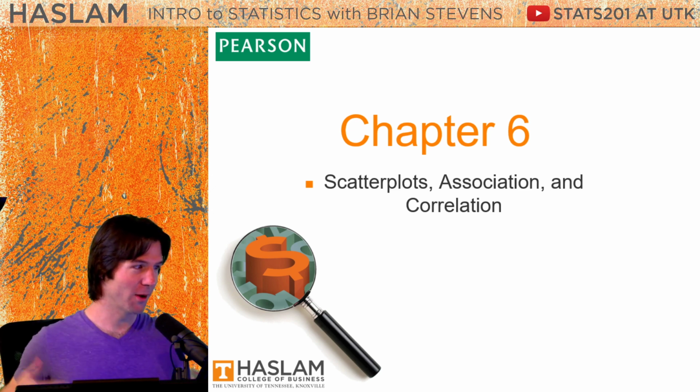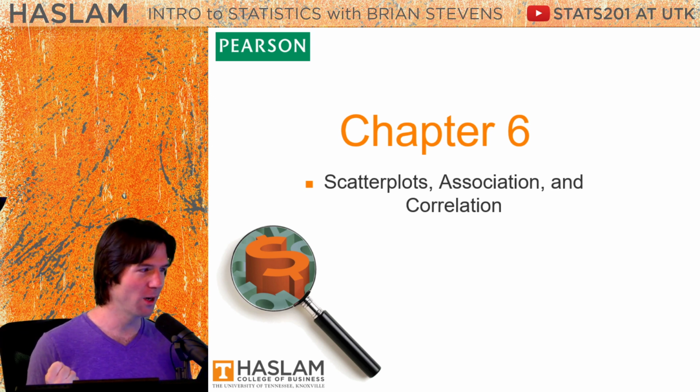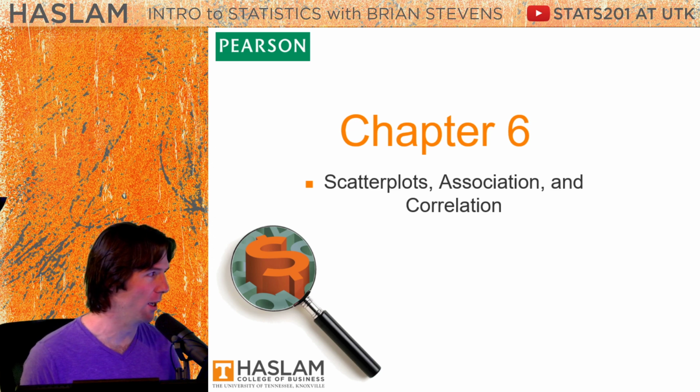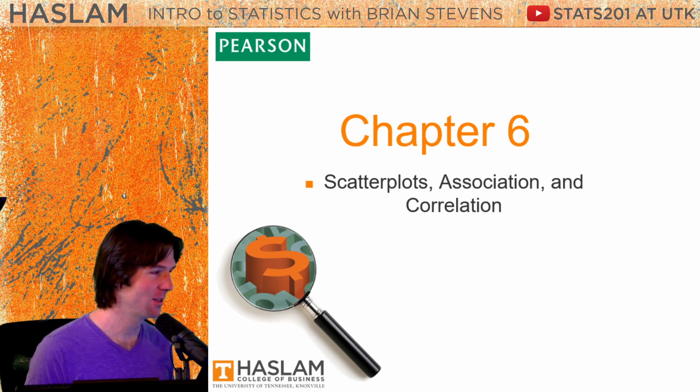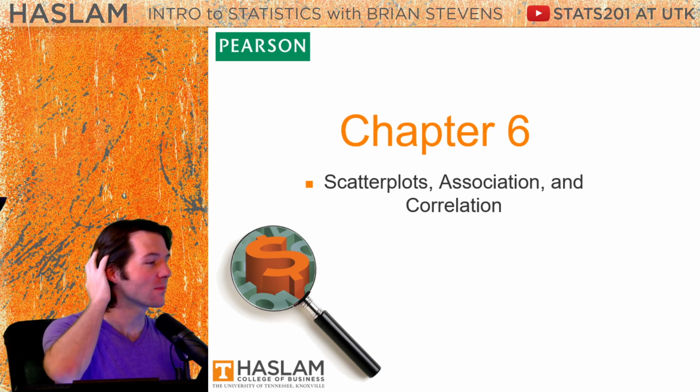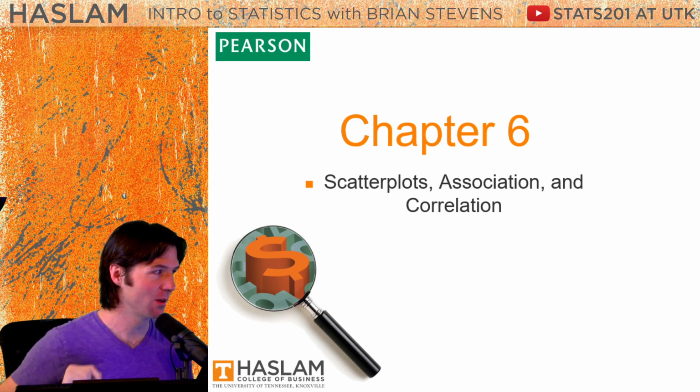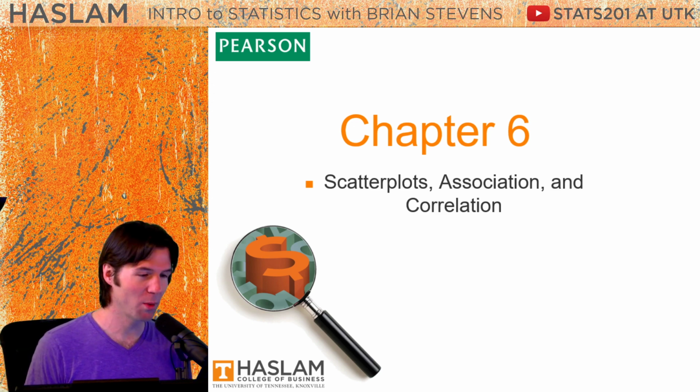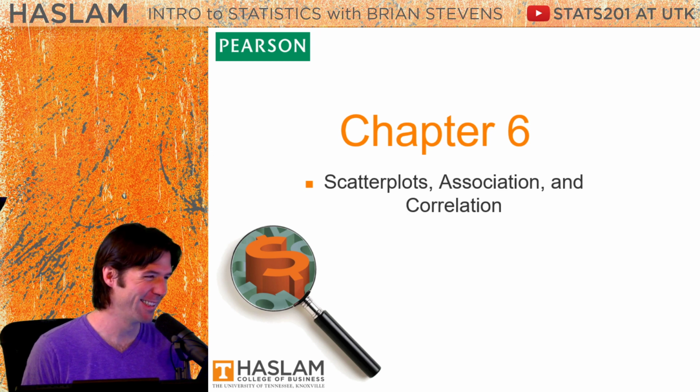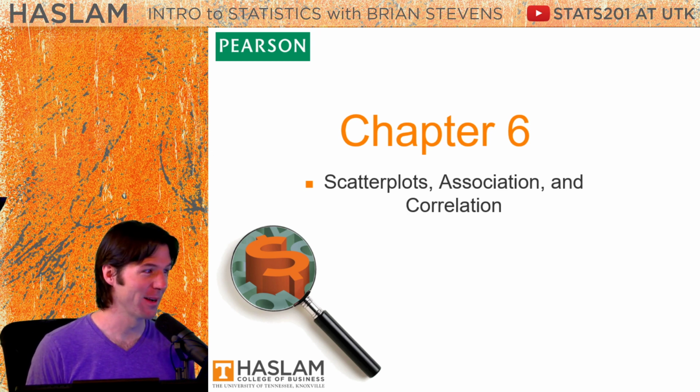Here we go. Get ready for Stats 201. It's time. So let's do this. Chapter 6 and 7 are on scatterplots, associations, and correlations. My neighbors will hate me. Scatterplots, associations, and correlations. If I knew no one was here, I would do it.